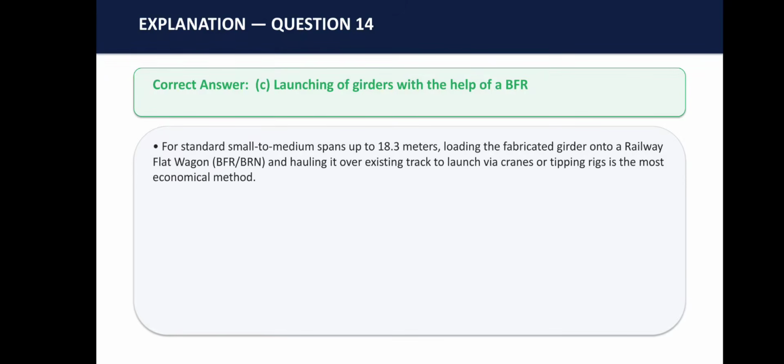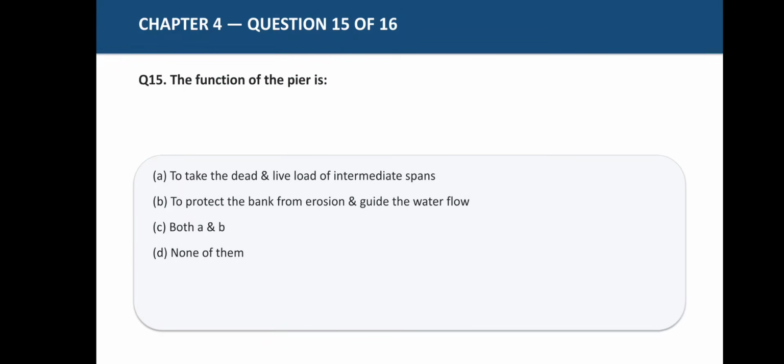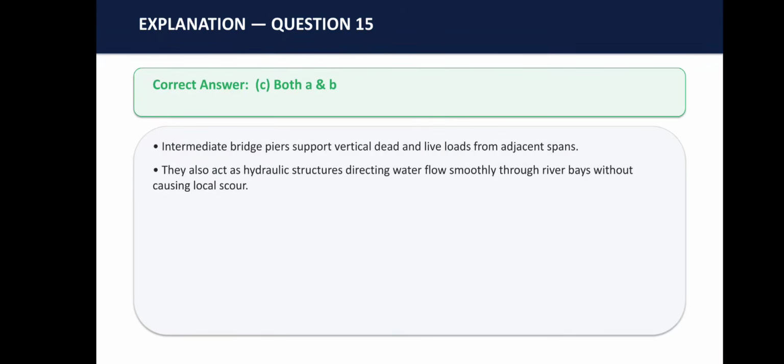Question 15. What is the function of the pier? Option A. To take dead and live load of intermediate spans. Option B. To protect the bank from erosion and guide water flow. Option C. Both A and B. Option D. None of them. The correct answer is option C. Both A and B. Explanation. Intermediate bridge piers support vertical dead and live loads from adjacent spans while simultaneously acting as hydraulic structures that direct water flow smoothly through river bays without causing scour.